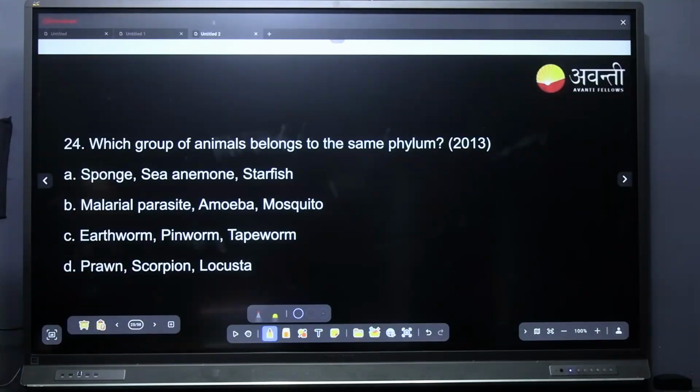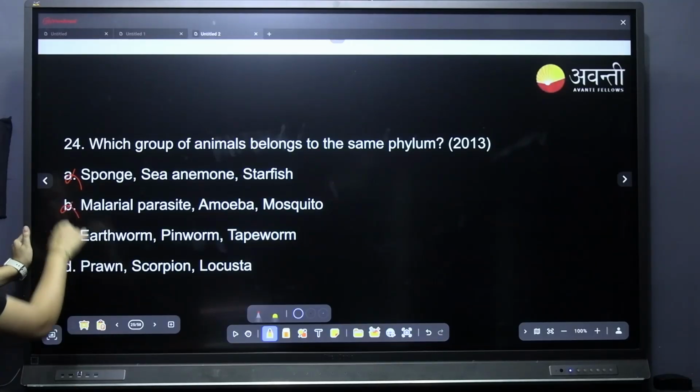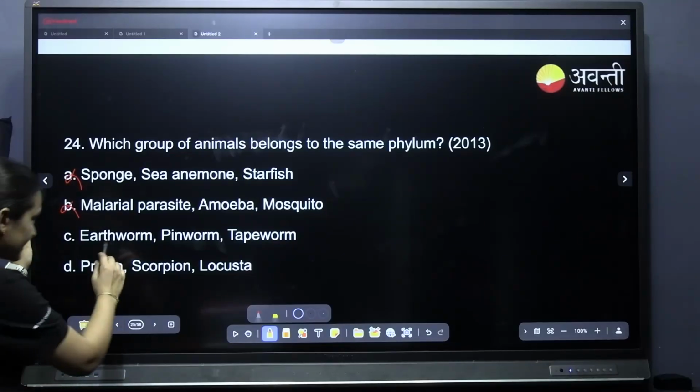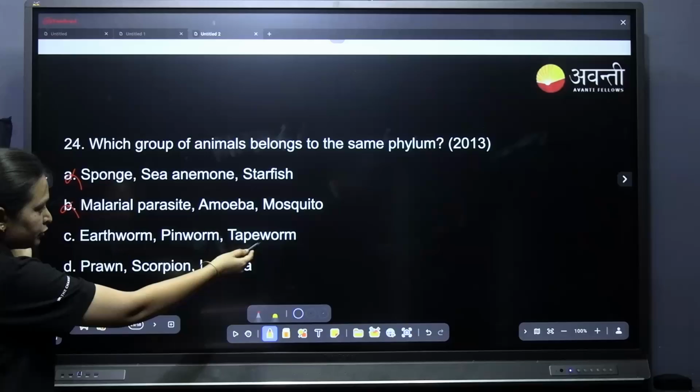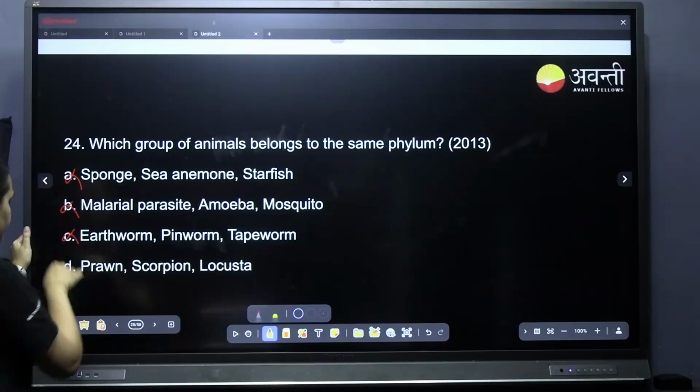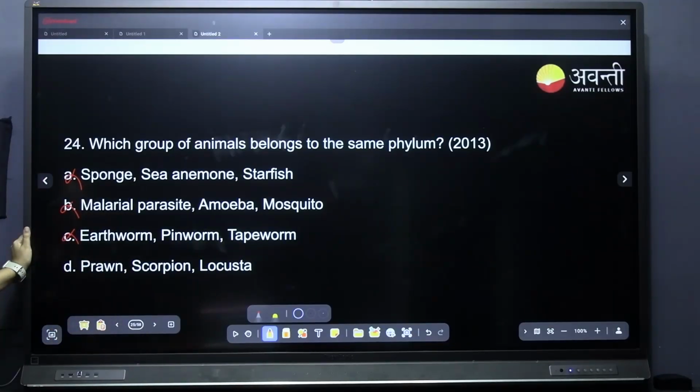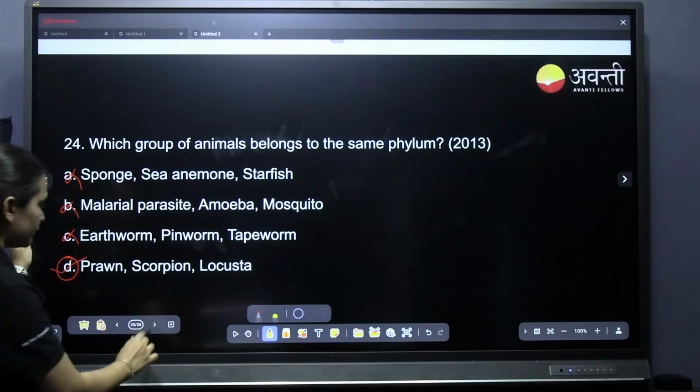Which group of animals belong to the same phylum? Sponge, sea anemone, starfish, no, it does not become. Malarial parasite, amoeba and mosquito, no. Earthworm, pinworm, tapeworm, no. Earthworm is an annelid, pinworm is an aschelminth, tapeworm is a platyhelminth. Prawn, scorpion and locust, yes, they all come in the same phylum, that is phylum Arthropoda.